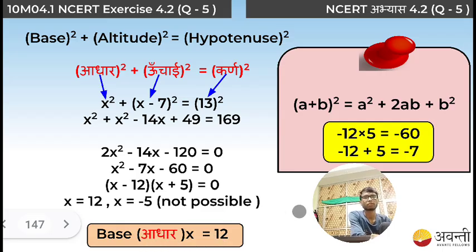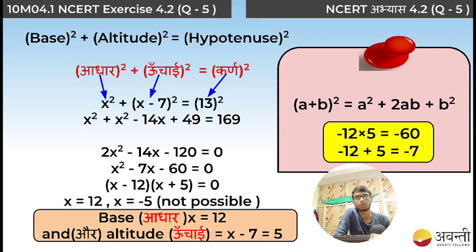Base is how much? 12. When we put minus 5, our sum will not come as 13, that's why. So rather than taking minus 5 you can take 12, if 12 is giving equal to 13. Then altitude, now how much is it becoming after putting the value of x as 12? It is giving 5. So here we can say 12 plus 5 is becoming 17 and it is equal to hypotenuse.